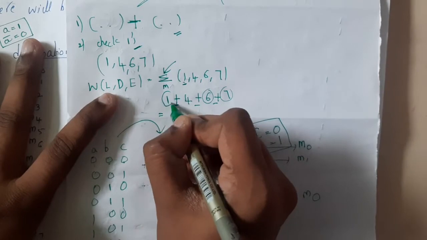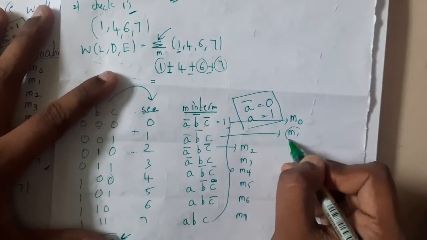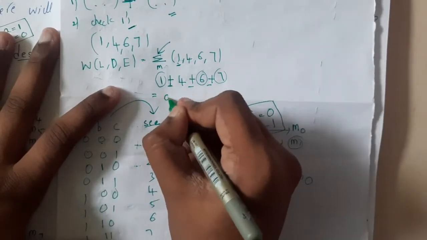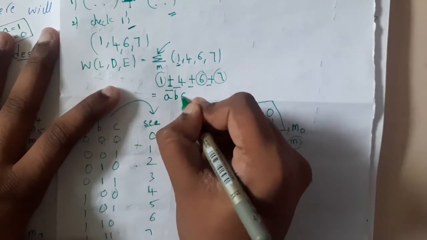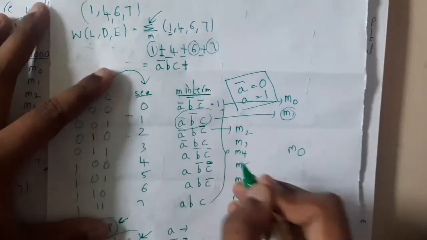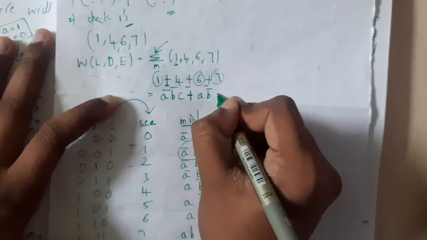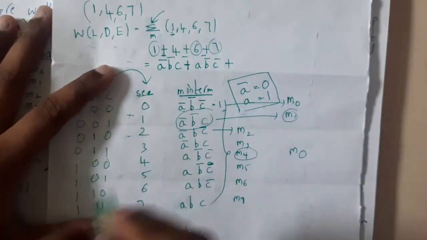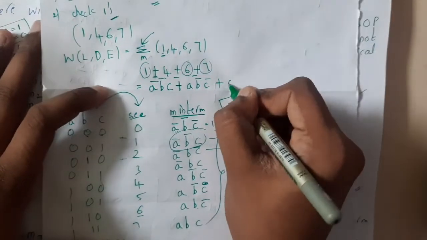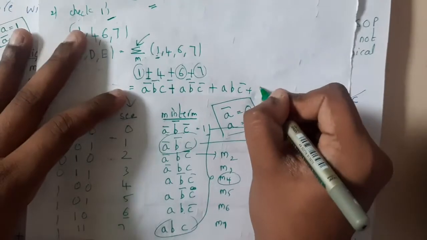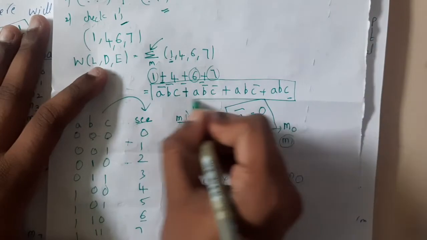So here we are having a 1, right? So what is minterm 1, guys? It is nothing but A bar, B bar, C. Similarly, what is 4? It is nothing but A, B bar, C bar. Plus 6. So what is 6? A, B, C bar. Similarly, what is 7? A, B, C. So this is the exact expression, guys.